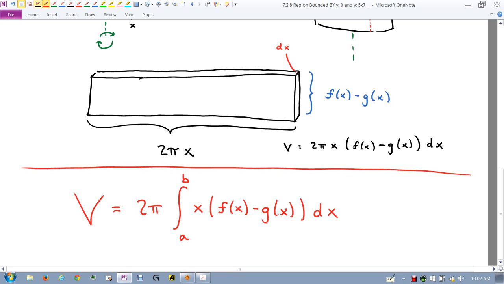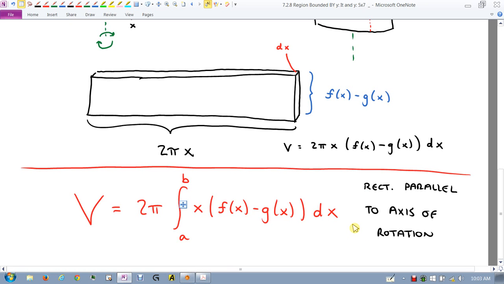Keeping in mind that your rectangles in this method are parallel to the axis of rotation. The rectangle that you draw is parallel to the axis of rotation. That's going to influence you. That's going to tell you, look, you need to use this one. All right, that's where the formula comes from.